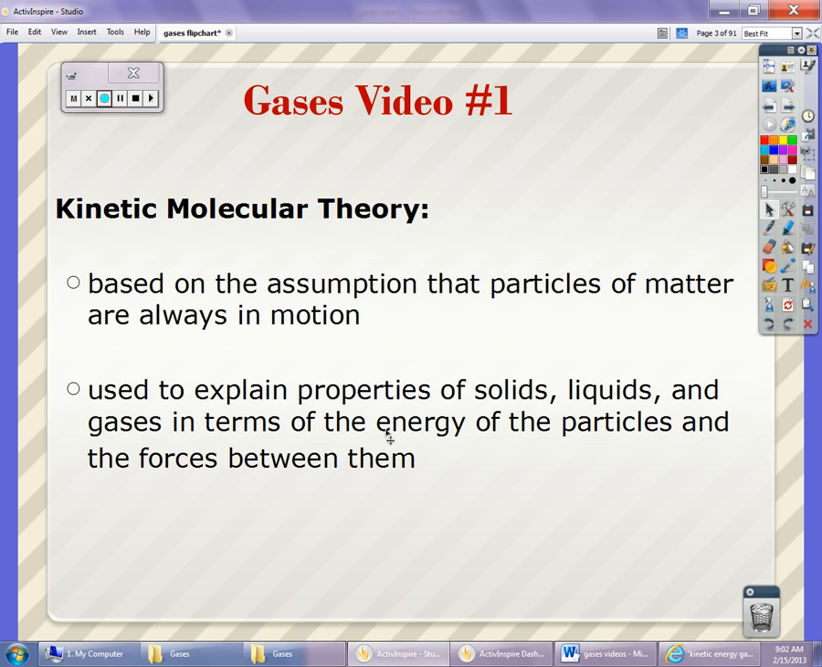Kinetic molecular theory. Kinetic has to do with motion. So this is the assumption that particles are always in motion, and therefore how they move will be able to describe the properties of the solids, liquids, and gases in terms of the energy of those particles and the forces between them.